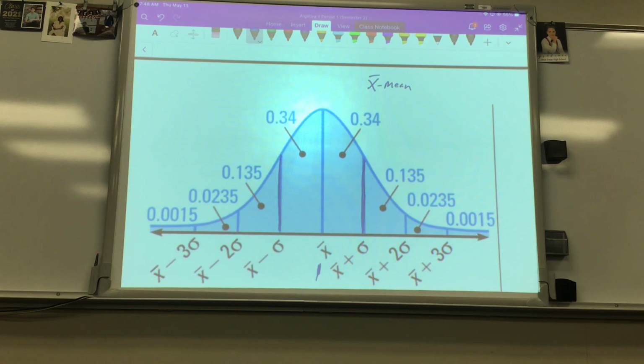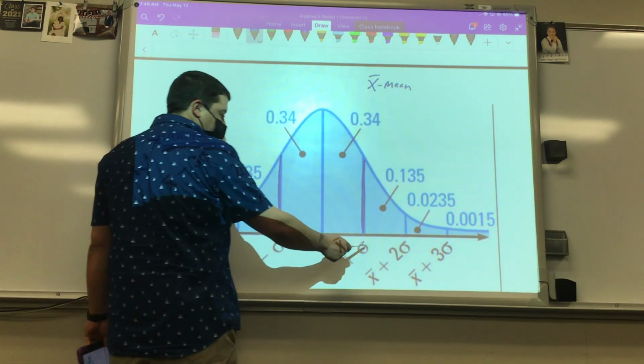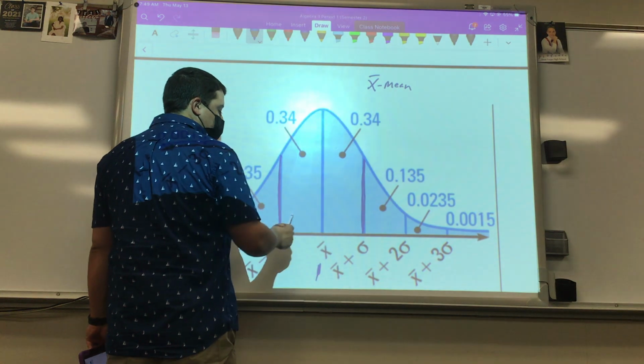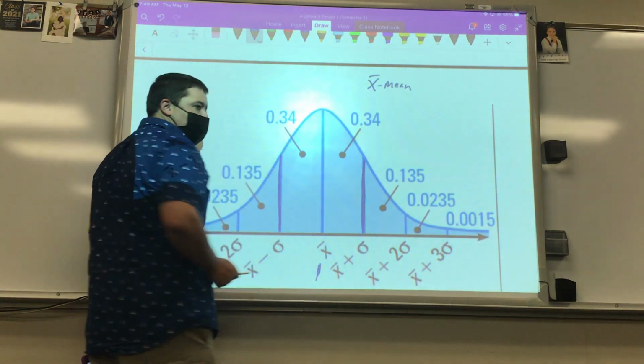So let's say we had a mean of 75 and a standard deviation of 5. That's telling me that if the mean is 75 and the standard deviation is 5, I'm expecting 68% of the class to fall within 70 to 80.